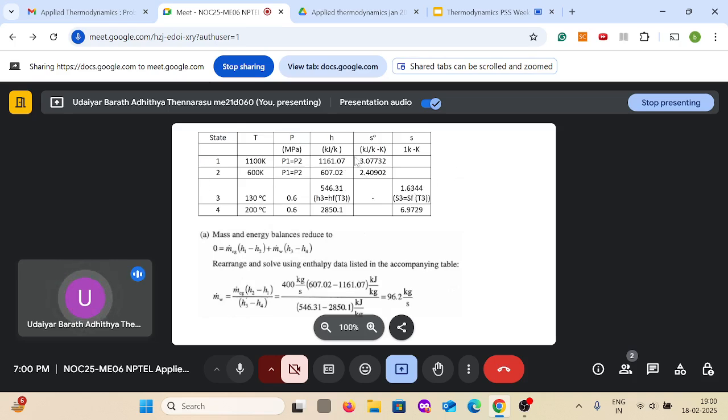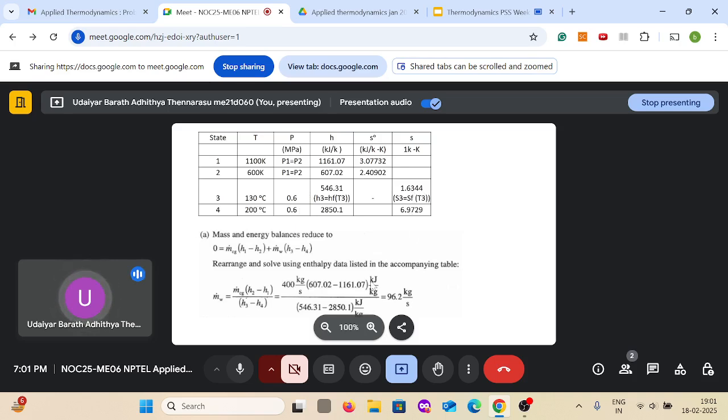So my enthalpy and entropy values are all given for each of the states. So if you see air which is at 1100 Kelvin, my enthalpy is 1161.07, the entropy is 3.07732, and similarly for 600 Kelvin it's 607.02, and entropy is 2.409. And for water, similarly, enthalpies and entropies are given.